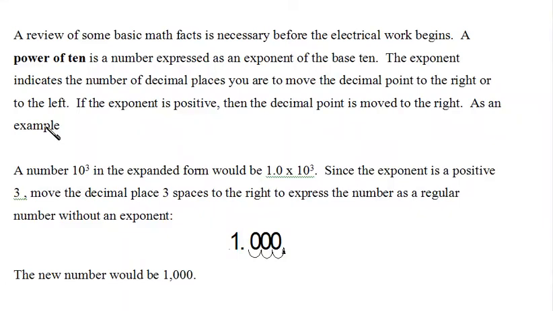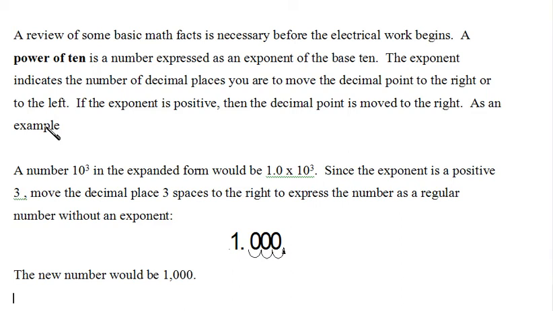First, we're going to have a review of some basic math facts. A power of 10 is a number expressed as an exponent of base 10. The exponent indicates the number of decimal places you are to move the decimal point to the right or to the left. If the exponent is positive, then the decimal point is moved to the right.